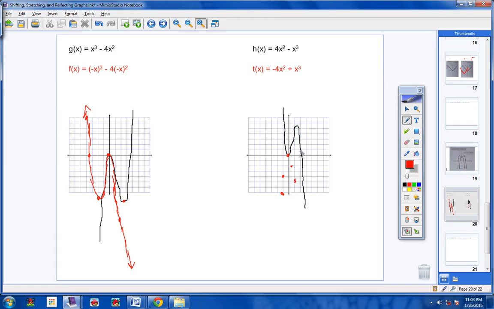This point here would be about right here. This point here is 1, 2, 3, 4, 5. 1, 2, 3, 4. About right here. This point would stay here. And this point here would be up here. 1, 2, 3, 4. 1, 2, 3, 4. And that gives us a pretty good idea. Alright.